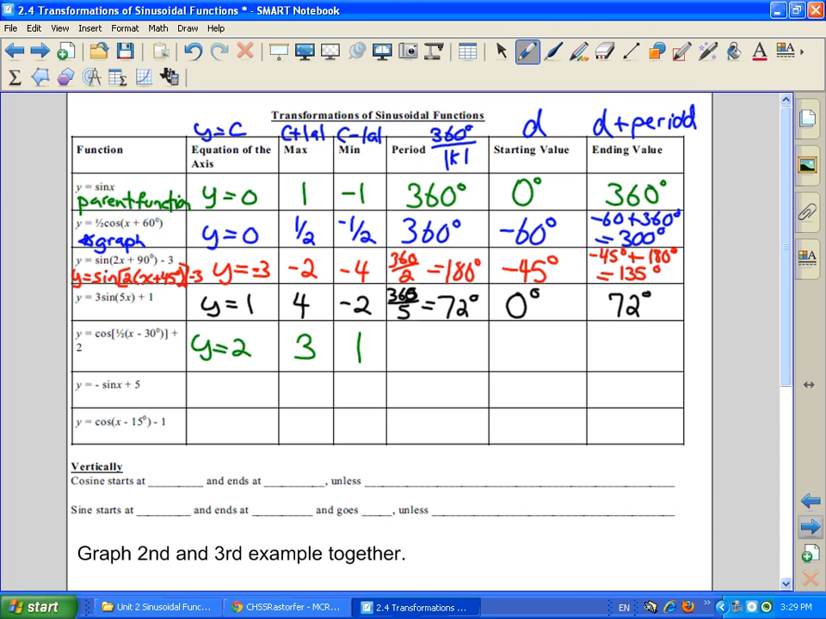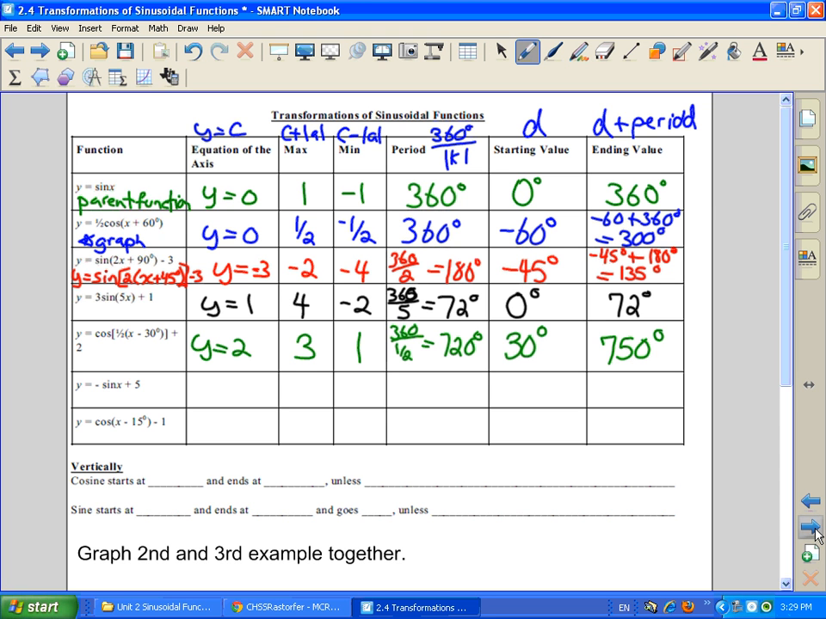Okay, to find your period, it's 360 divided by, what's my K value? 1/2, which is going to equal 720. Okay, looking at my D value, it's 30 degrees. And adding those together, I'm going to have 750 degrees is when I'm going to end. All right, almost done, folks. Hopefully this is good practice before we put everything together.